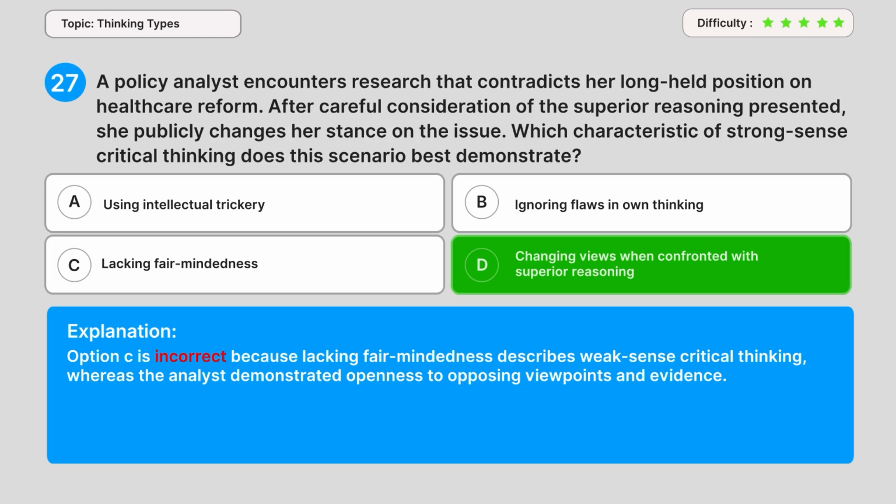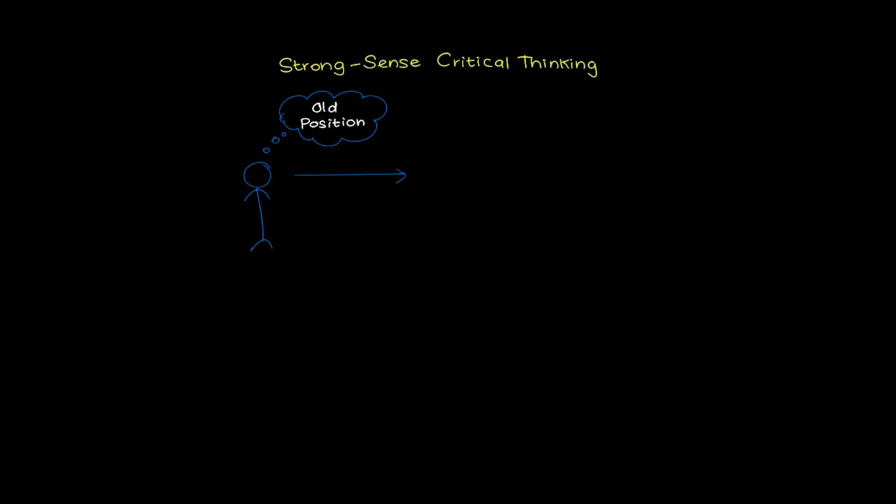A policy analyst encounters research contradicting her long-held position on healthcare reform. After careful consideration of the superior reasoning presented, she publicly changes her stance. This demonstrates strong sense critical thinking, specifically changing views when confronted with superior reasoning. It takes intellectual humility and commitment to truth.